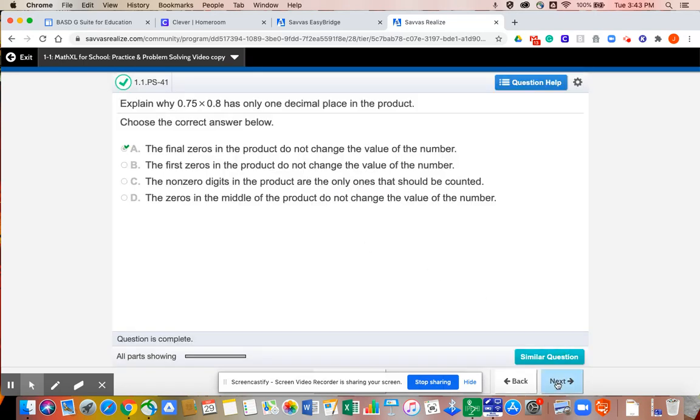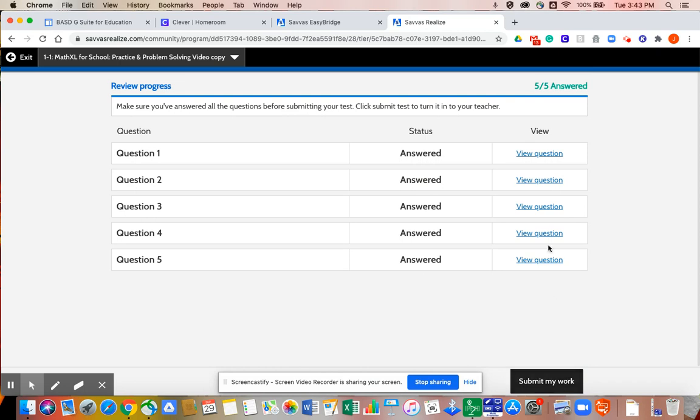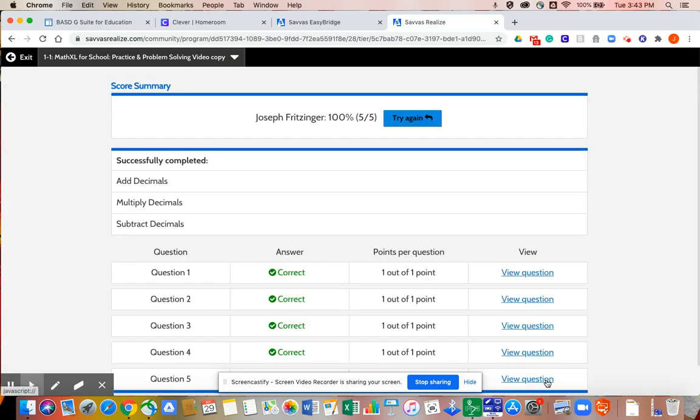Now I should be done. So I go to next. Now, here's what people forget. You answered all 5 questions. You need to actually submit your work. This is what I'm going to take a screenshot of, exactly what's on this screen right now. I'm going to take a full screenshot, and that is what I'm going to submit.